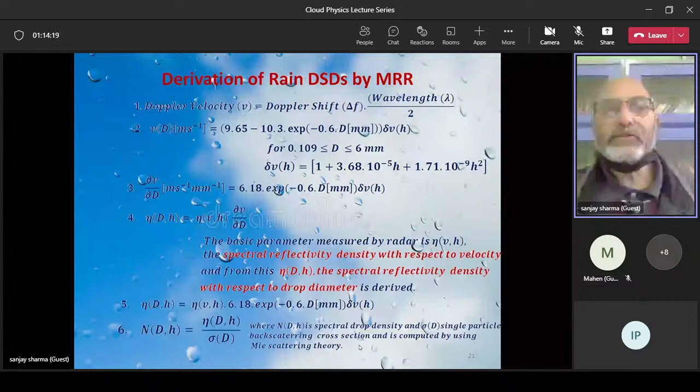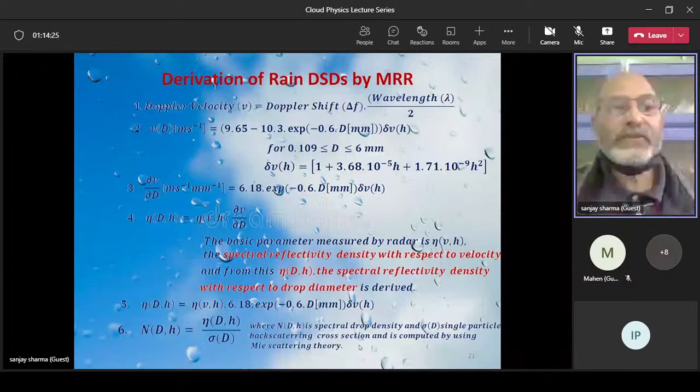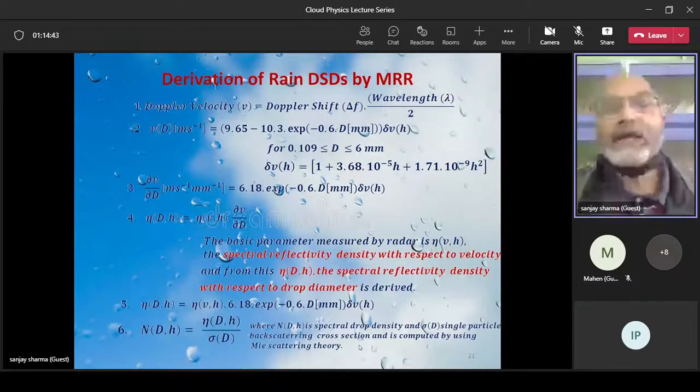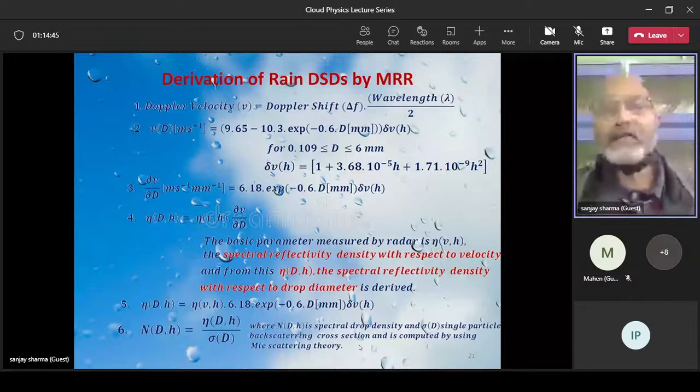And once we have the Doppler velocity, then by using the Gunn-Kinzer formula, which we also discussed earlier, we can get an idea about the drop diameter. As equation two, we can see it relates the fall velocity, the terminal velocity of the raindrop, with the diameter, with a density correction at different heights. This Gunn-Kinzer formula is valid for drops between 0.109 and 6 millimeter.